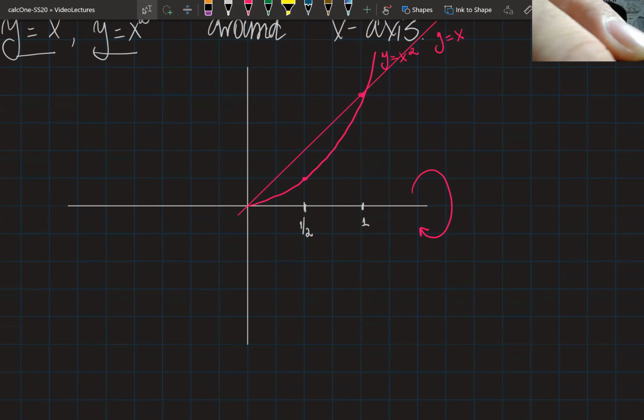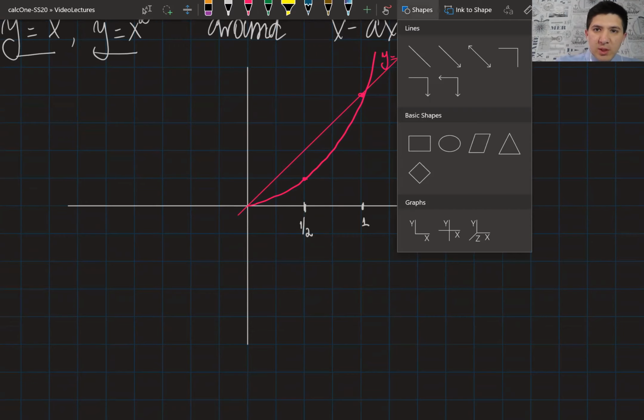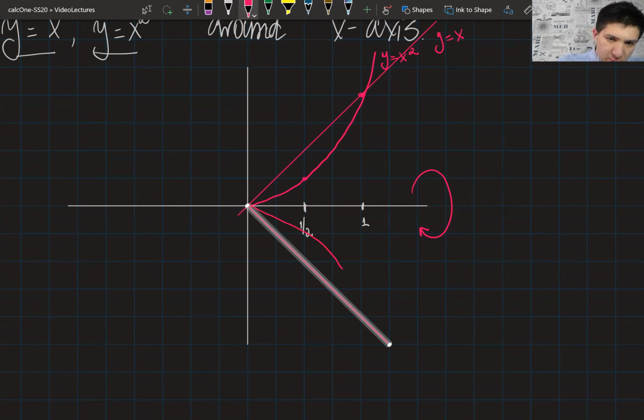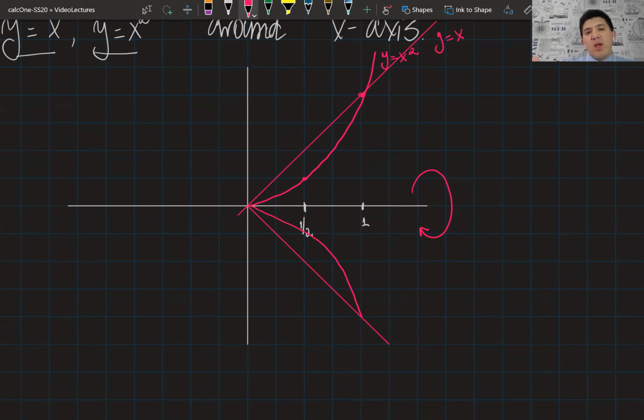So if we rotate, we're going to get this kind of shape. Let me draw this one more time. We put the line to here. The line is going to be like this to this side as well. Then we also have to draw the curve y equals x squared. And this is what we obtain actually. This is going to be very much similar to a cone.